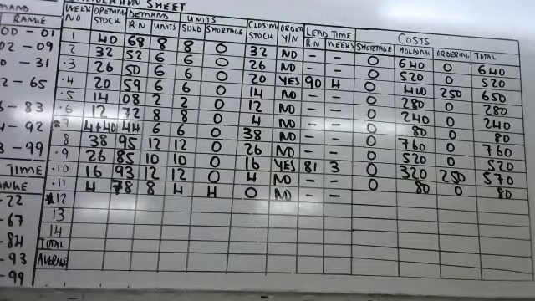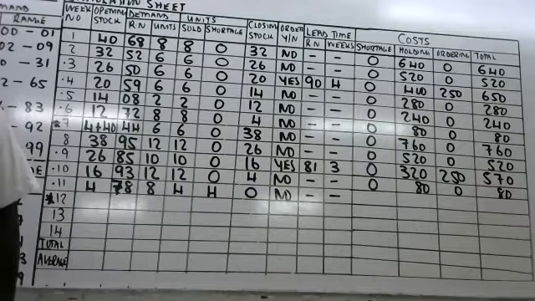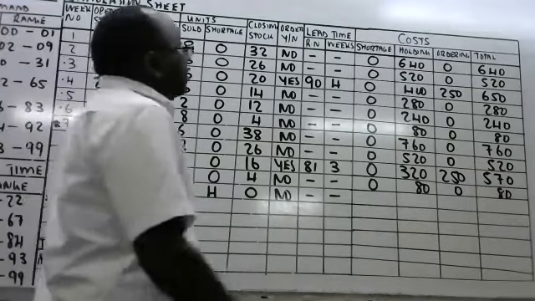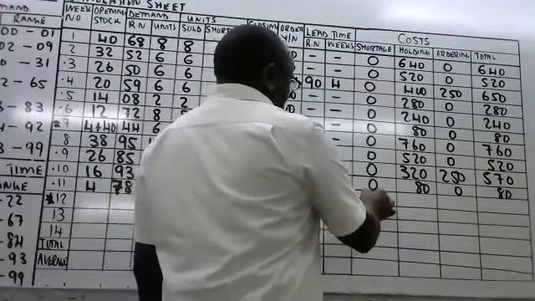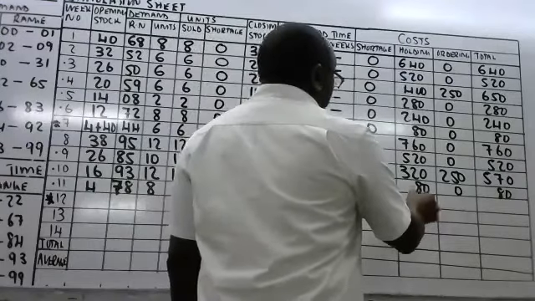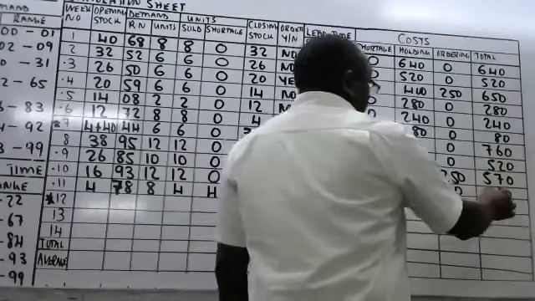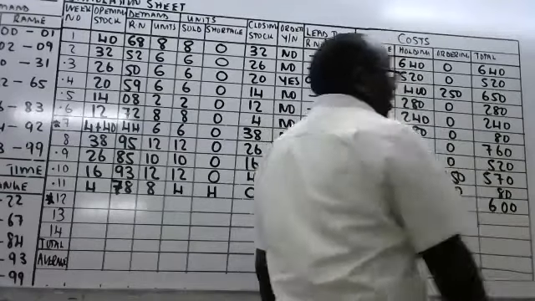Each one is costing us what? According to the information, 150, yeah? So 150 times 4 is what? 600. We don't have holding, we don't have ordering, so the total is 600.